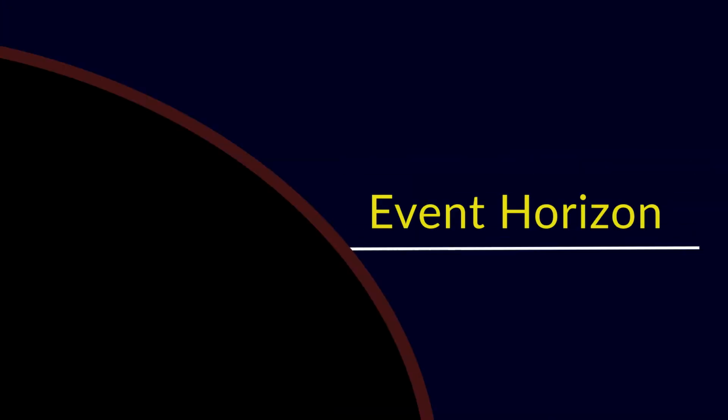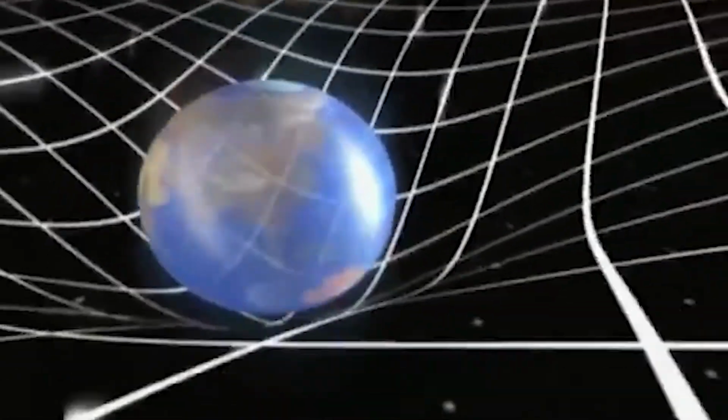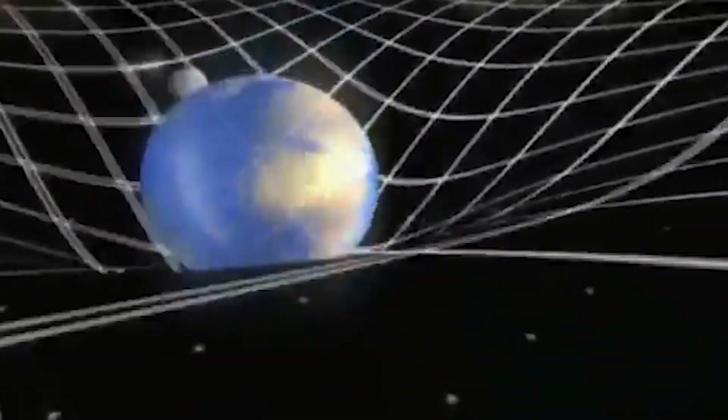The radius at which the escape velocity from an object will equal the speed of light is called the event horizon. The force of gravity is a curvature of space and time. The larger the mass of an object, the greater the curvature.